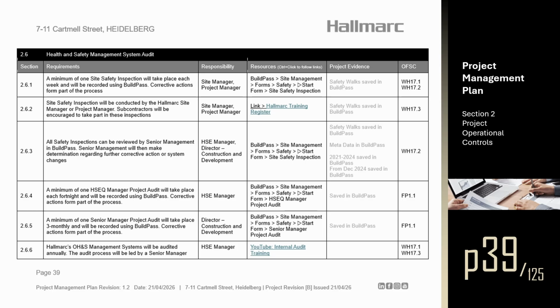Section 2.6.3. All safety inspections can be reviewed by senior management in BuildPass. Senior management will then make determination regarding further corrective action or system changes. Section 2.6.4. A minimum of one HSEQ manager project audit will take place each fortnight and will be recorded using BuildPass. Corrective actions form part of the process. Section 2.6.5. A minimum of one senior manager project audit will take place 3 monthly and will be recorded using BuildPass. Corrective actions form part of the process.